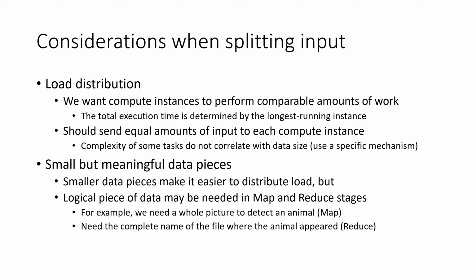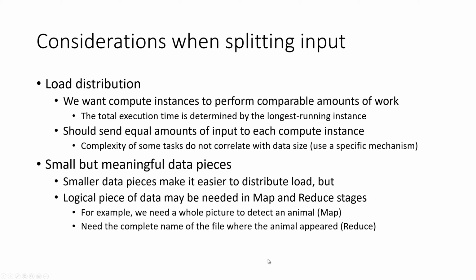Although sending equal amounts of input to each compute instance generally helps, it's not guaranteed to work for all tasks. So for some tasks, the complexity doesn't correlate directly with data size. Say we're detecting animals in an image. It may be harder to detect an animal in an image if it's camouflaged. Say if there's a chameleon in an image, it might be much harder to detect than detecting a cat. Or if the cat is on the grass, it might be harder to detect compared to the cat being on a bed. And for these applications, we may use a specific load distribution mechanism so that we get more or less the same amount of work on each compute instance.